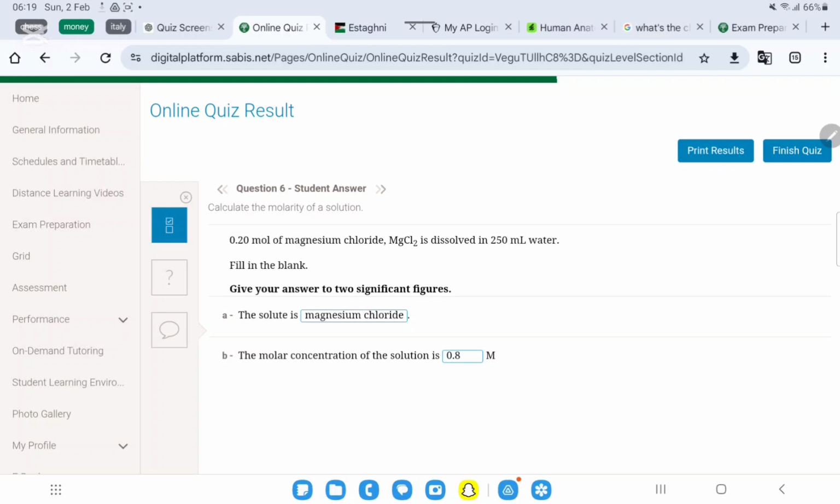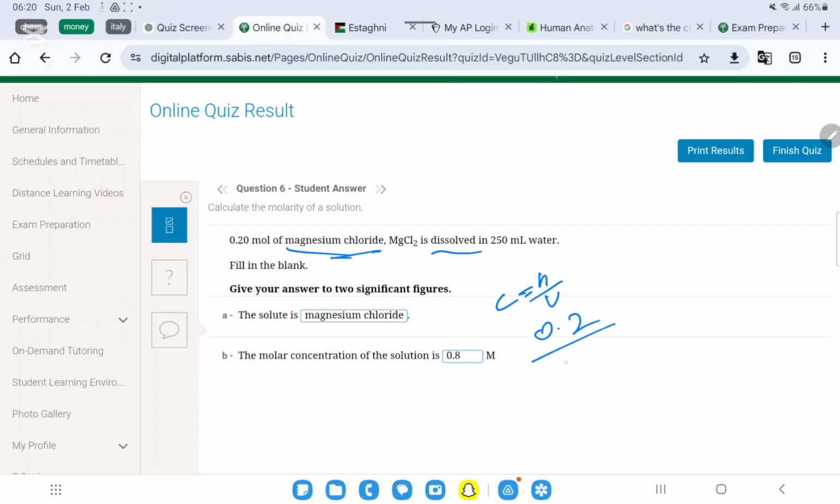0.2 moles of magnesium chloride, MgCl2, is dissolved in 250 milliliters of water. Now, they want the solute. Anything that is getting dissolved is the solute, so here it is magnesium chloride. The molar concentration of the solution is, they want the concentration, C equals n over V.